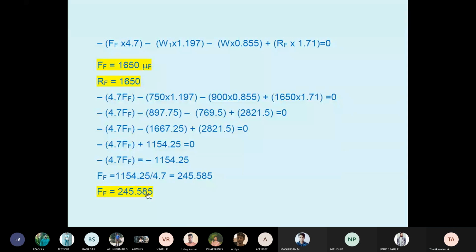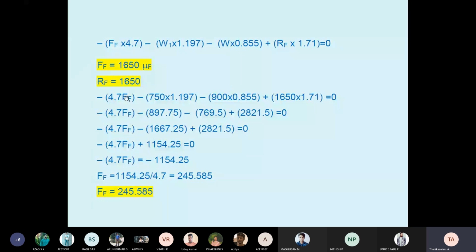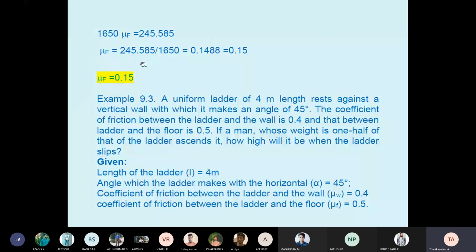Therefore, what is F? 245.585. That is our aim. They asked mu. We know F equal to mu F into RF. Therefore, what is F? Already F equal to 1650 mu F. Okay, we calculated the F value. Therefore, mu F equal to F divided by RF. Mu equal to 0.15.